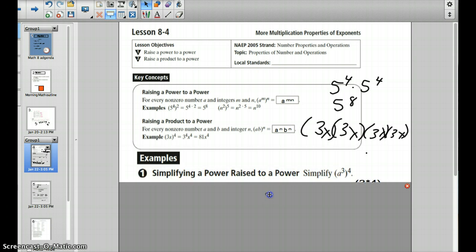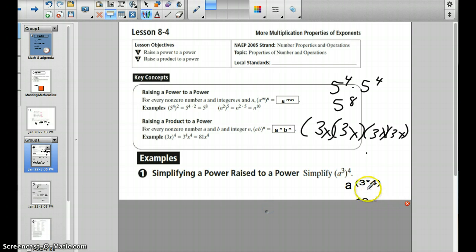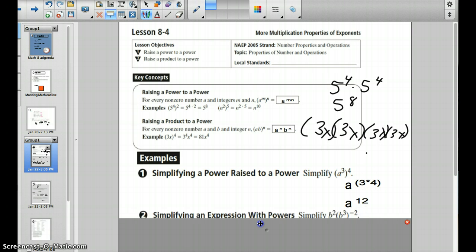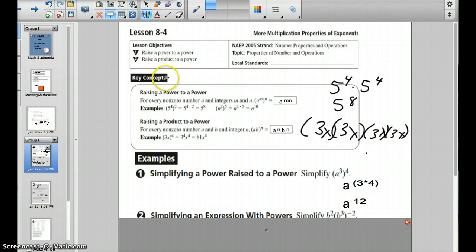We have a to the 3rd, quantity to the 4th, which tells us, our rule tells us that we are going to take a to the 3rd times 4, and that gives us a to the 12th. If you imagine, we have a to the 3rd times a to the 3rd times a to the 3rd times a to the 3rd. 3 plus 3 plus 3 plus 3 is 12, and we have a to the 12th.